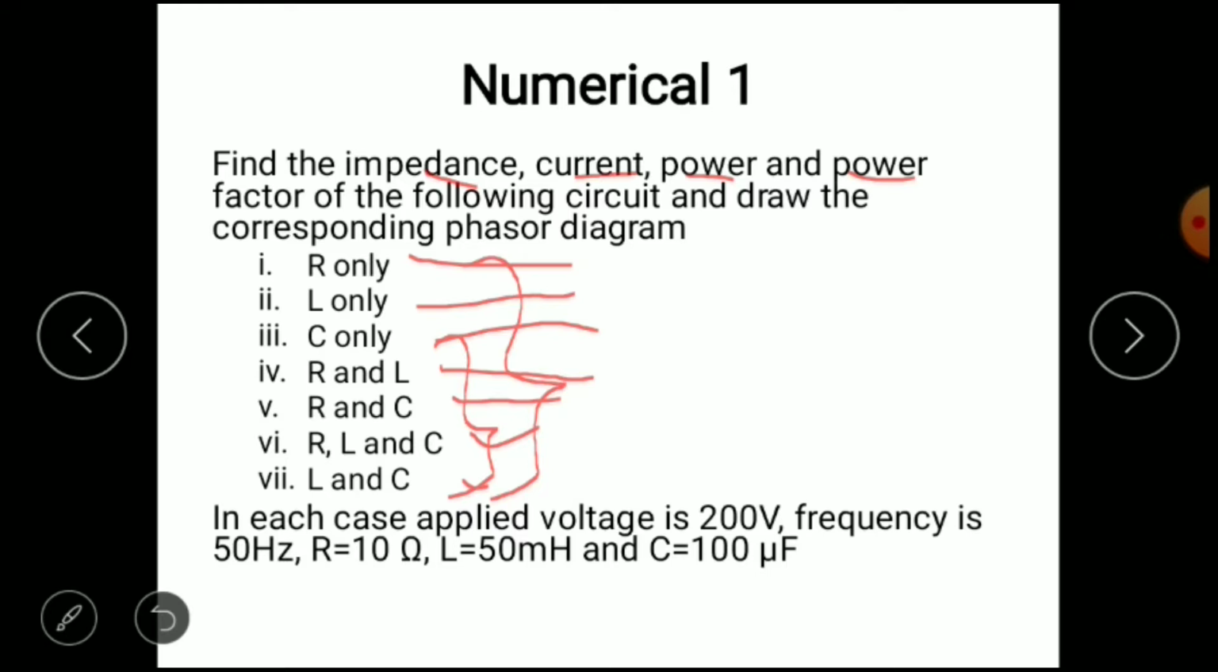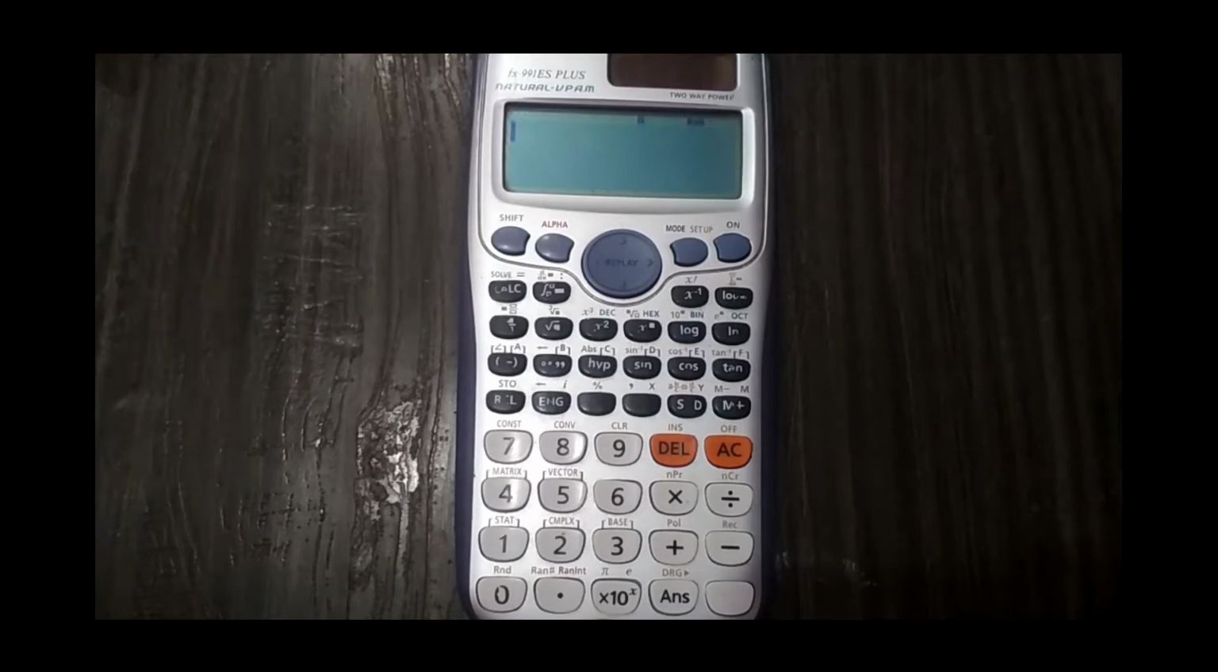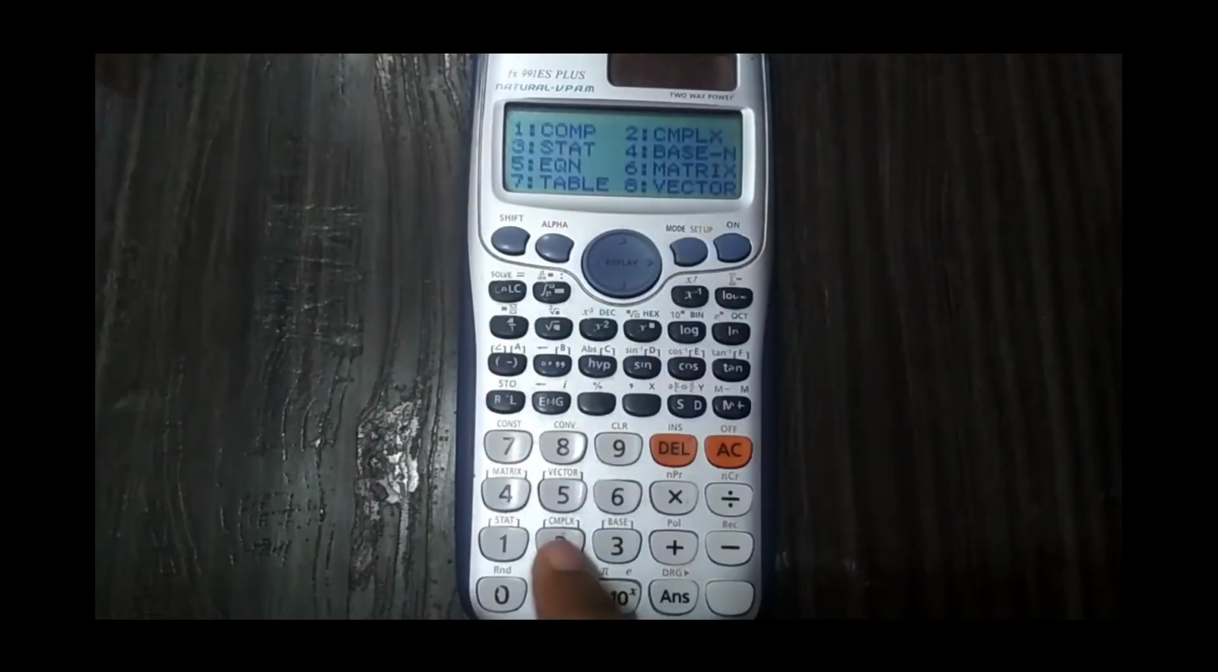We have a few given data as well, that is applied voltage of 200 volt, a frequency of 50 Hz, a resistance of 10 ohm, inductance of 50 millihenry and capacitance of 100 microfarad. These are the given data. Let us see how we can solve this question. For the purpose of calculation, we are going to keep the calculator in complex mode.